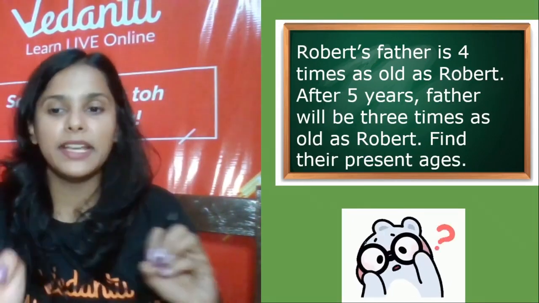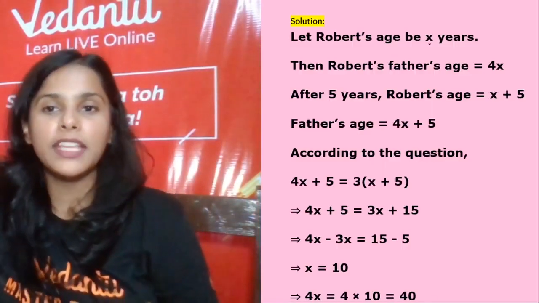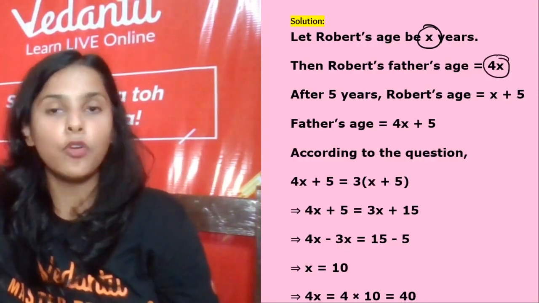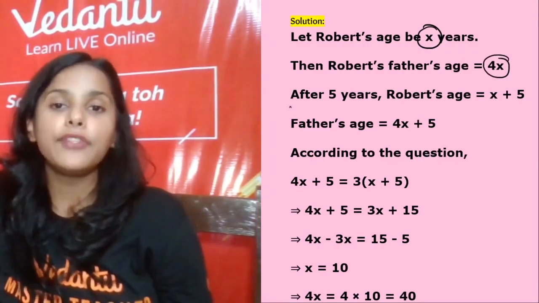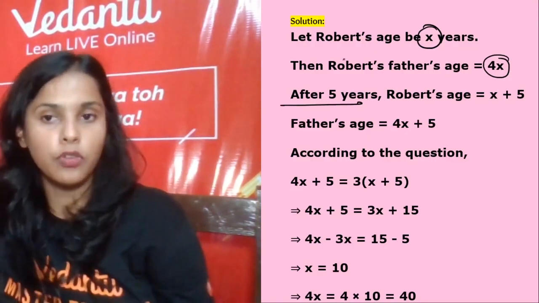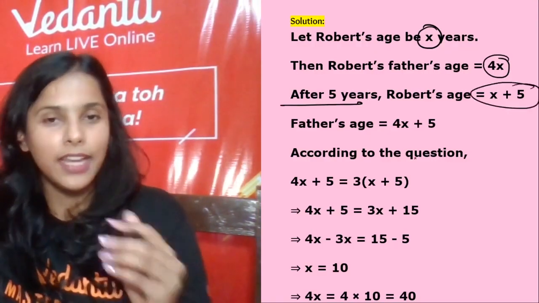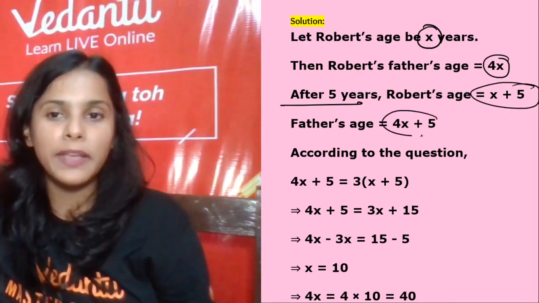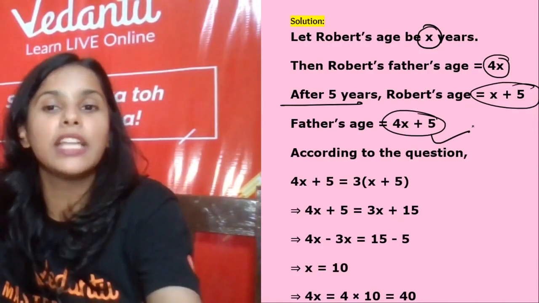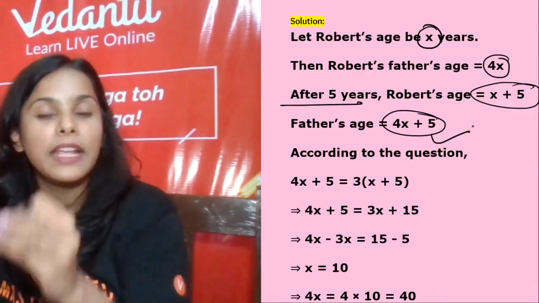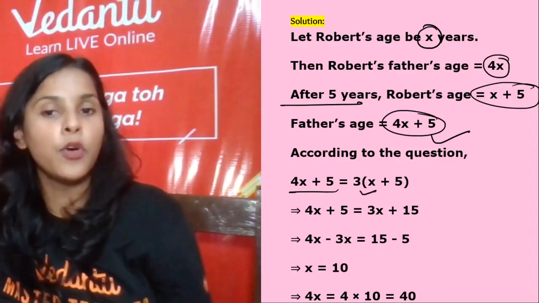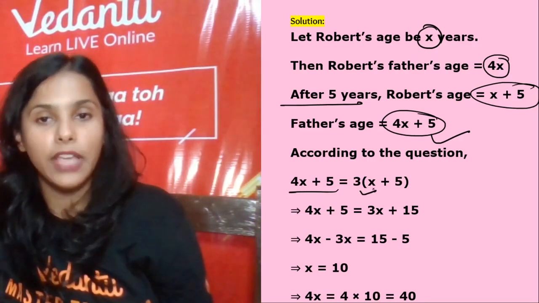We will do it step by step. Okay? So let Robert's age be x. Assumed x. Then Robert's father's age would be 4 times of x, 4x. After 5 years, add 5 years in the ages. So Robert's age would become x plus 5. Father's age would become 4x plus 5. According to the question, it is being told that father's age would become 3 times of Robert's age. So 4x plus 5 is equal to 3 into x plus 5.